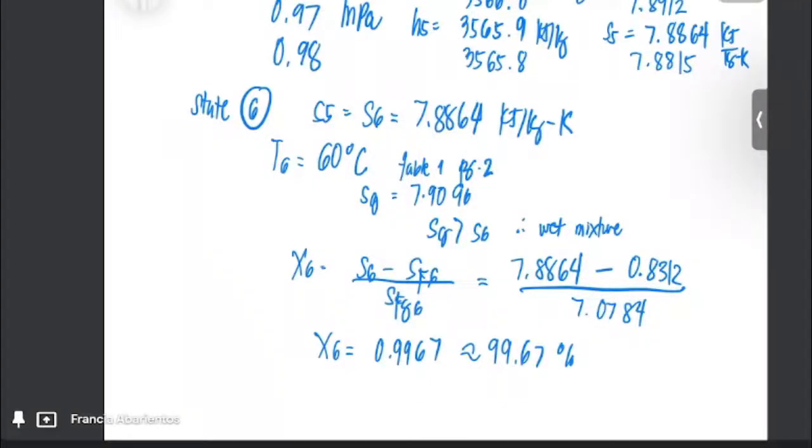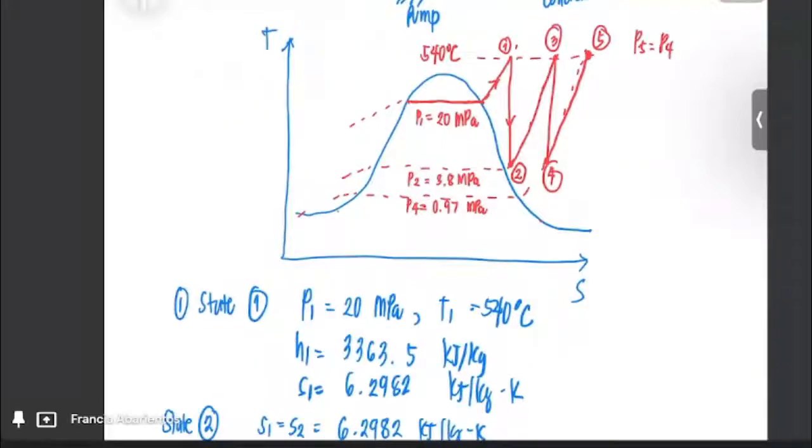Yung X natin, dito siya nagpo-form. So, pag i-draw na natin siya, ayan. From that point, so this is now your point 6. Ginamit natin is S5 equal to S6.